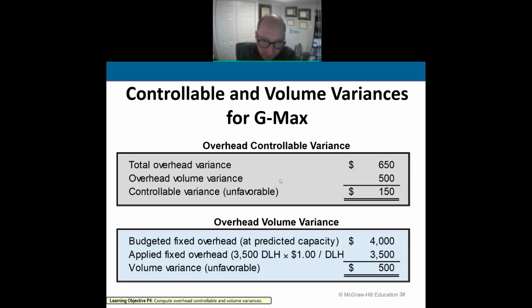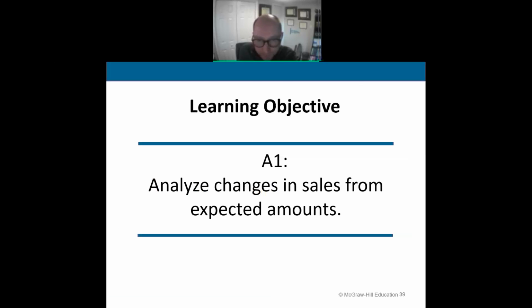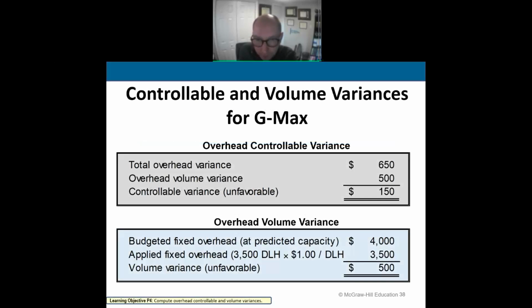Volume variance works the same way. Actual in comparison to the standard.